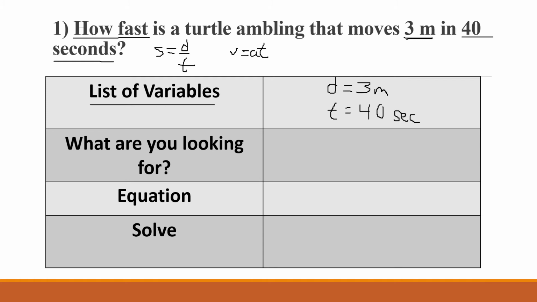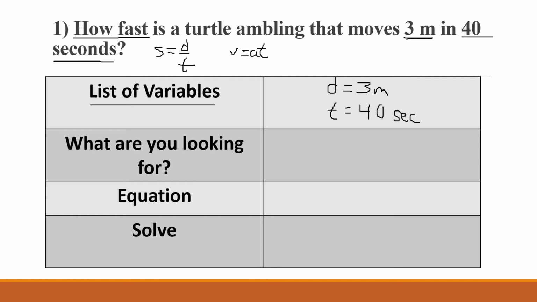So because we have a distance and a time, because it says 3 meters and that's a distance, and 40 seconds, that's a time, under list of variables, I need you to write d equals 3m, distance equals 3 meters, and t equals 40 seconds, time equals 40 seconds.